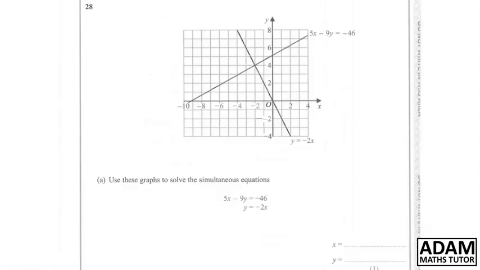Question 28. Use these graphs to solve the simultaneous equations, and both of those equations have been plotted for you already. So the solution to these would be where they intersect or where they cross. And this is an x value of -2 and a y value of 4. So the answer would be -2, 4.